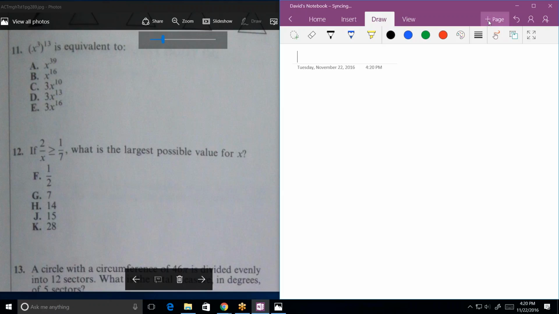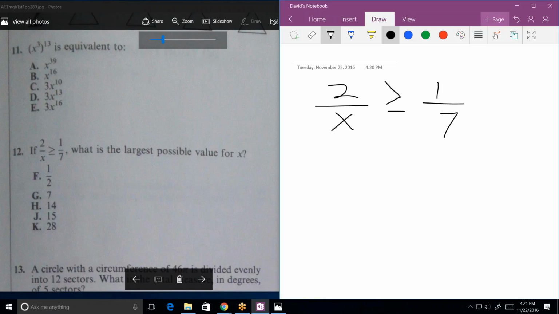Okay, number 12. If 2 over x is greater than 1/7, then what could be a possible value of x? What's the largest possible value for x? If it were smallest, it'd have to be 14, but largest? Correct, you're right. If it was the smallest, it would have to be at least 14. But largest, 28.